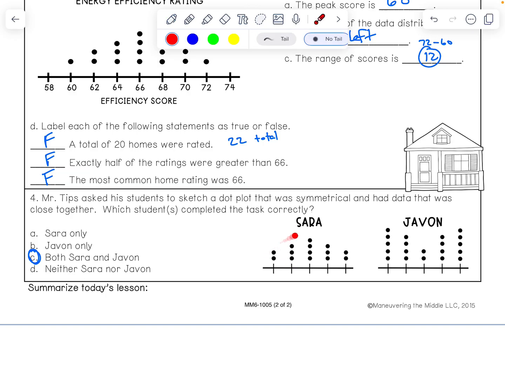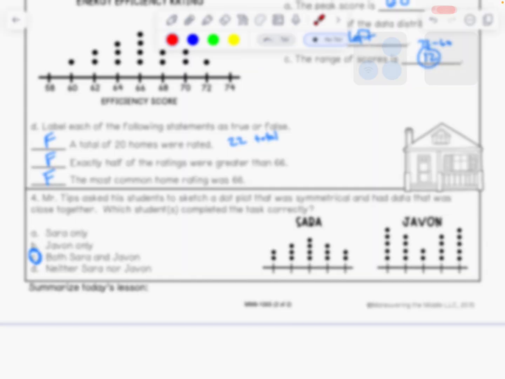Now, Sarah peaks in the middle, and Javon has data that peaks in 2 different places and is low in the middle. So they are very different kind of dot plots, but they both are still symmetrical, and the data is close together. So that's our lesson on dot plots. Go ahead and try to answer some dot plot questions on your own. Good luck.